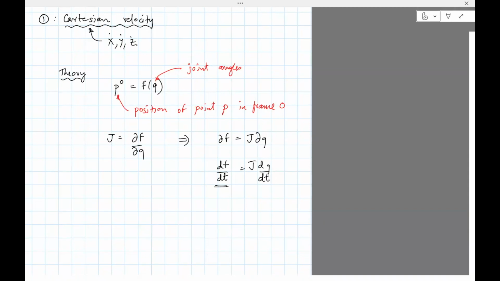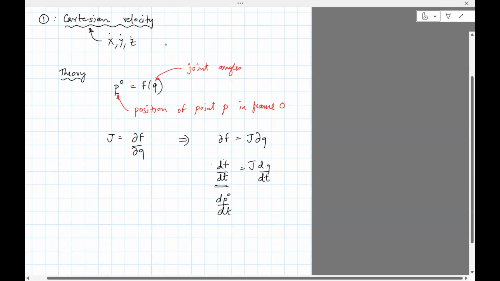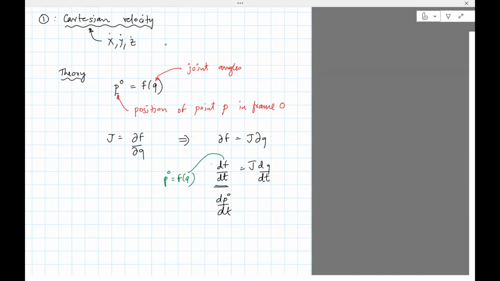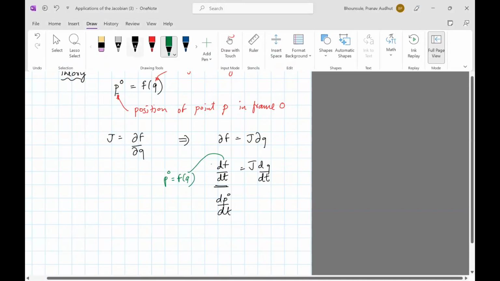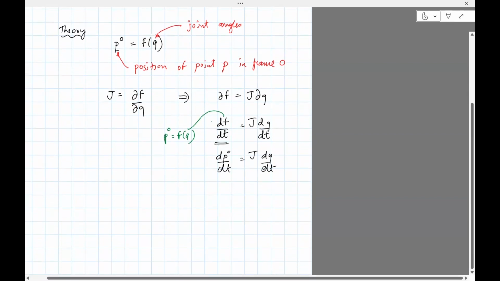But what is df dt? It's basically the derivative of p, right? So dp0 dt, I got that from the expression that p0 is f of q. So I replace f with p0 equals J times q dot, dq dt. Let me write it as it is, and then here let me put it as p dot 0 equals J q dot.